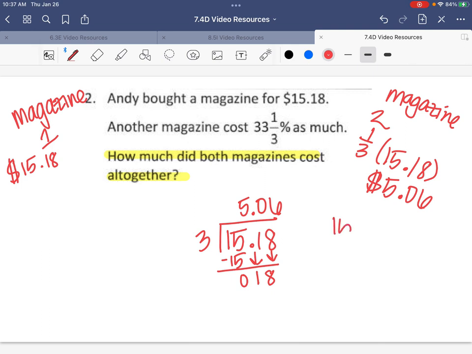So we're going to take $15.18 and combine it with $5.06. So we get $20.24 total.